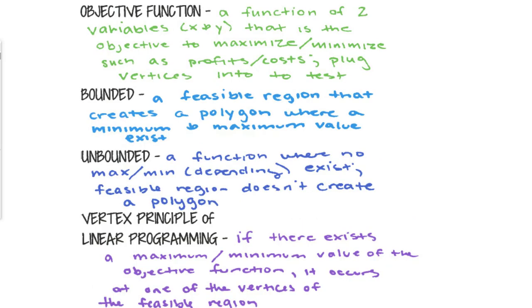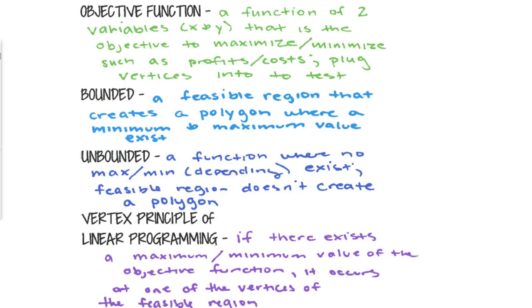The next 4 vocabulary words: your objective function is a function with the 2 variables that gives you your maximum or minimum. It's going to be like your profit or your cost or whatever you're trying to either maximize or minimize. And you're going to plug the coordinates of each of your vertices into this to help you decide which one is the maximum or minimum amount.